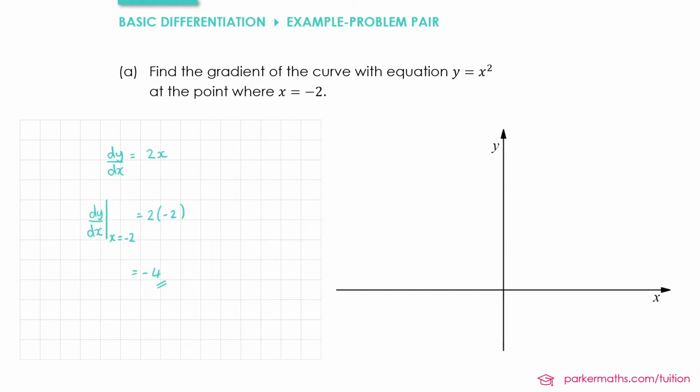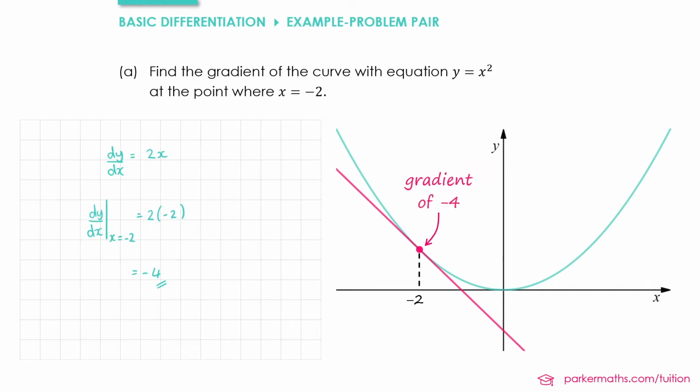Let's represent that graphically. We have the curve y equals x squared, and we're interested in the gradient at x equals -2. We could draw a tangent at that point, and if we did so, the gradient of that tangent would be -4.